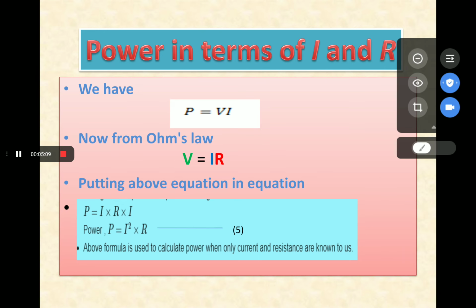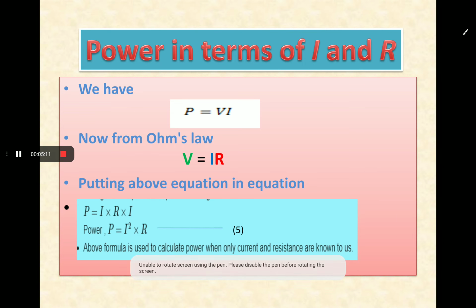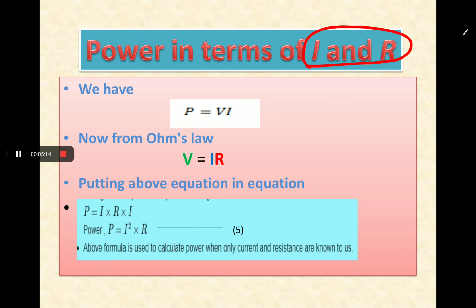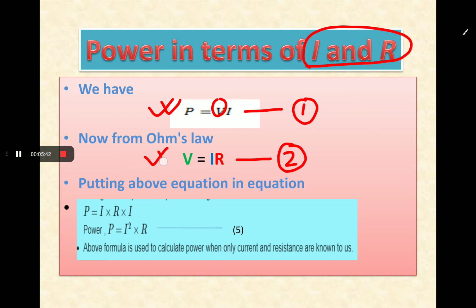Now in the next slide we will study power in terms of I and R. From the formula of power we know that P is equal to VI. This is considered as equation 1. And from Ohm's law we know the formula that potential difference is equal to IR. This is equation 2. So we have to convert this formula in terms of I and R. So we have to remove this potential difference from here. But how? By using this Ohm's law.